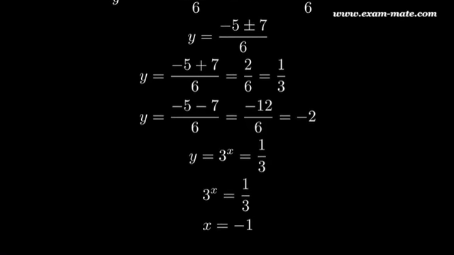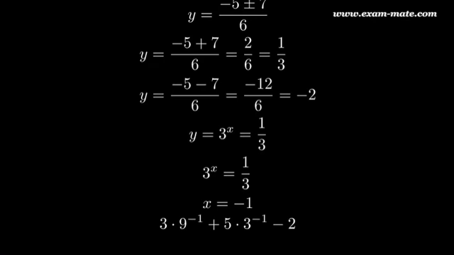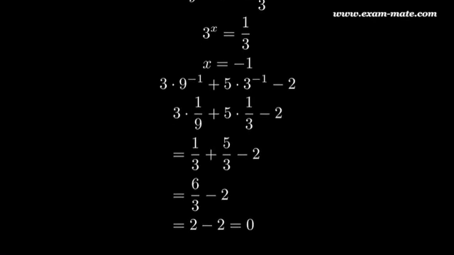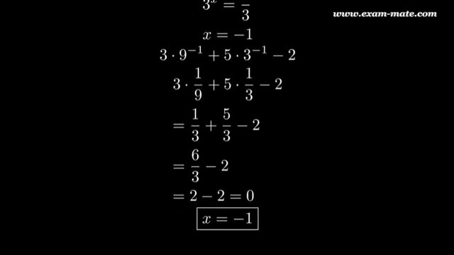Let's verify our solution by plugging x equals negative 1 back into the original equation. When we do this, we get 3 times 9 to the negative 1, plus 5 times 3 to the negative 1, minus 2. This equals 3 times 1/9 plus 5 times 1/3, minus 2, which equals 0, confirming our solution. Therefore, the solution to our equation is x equals negative 1.